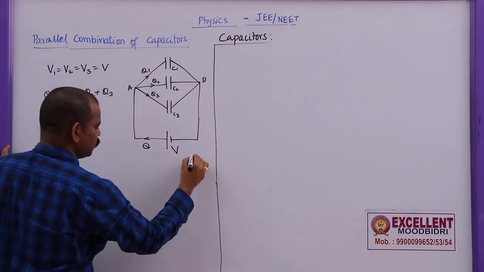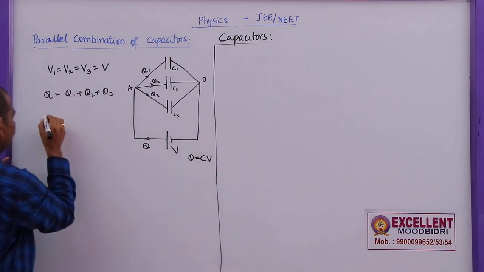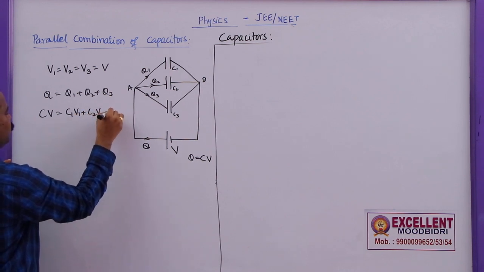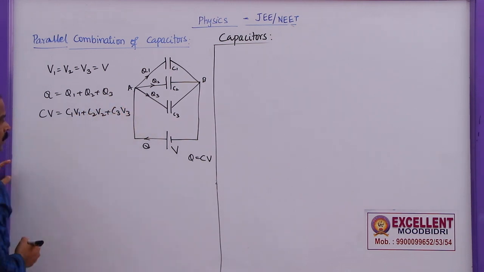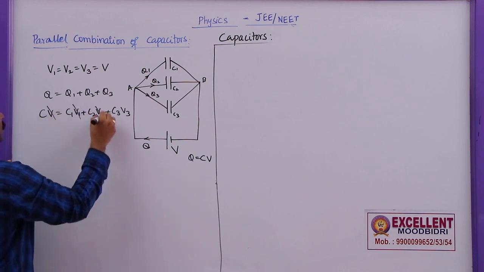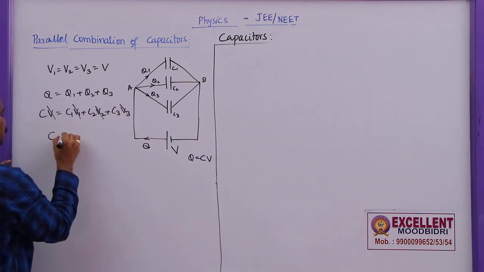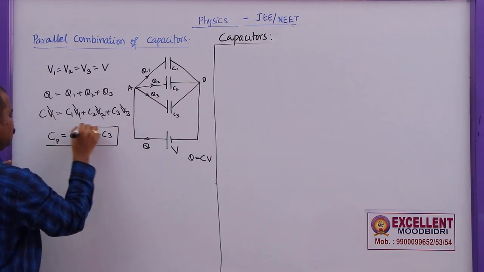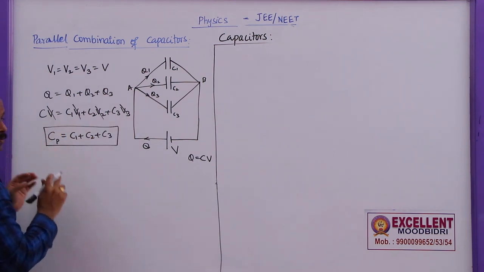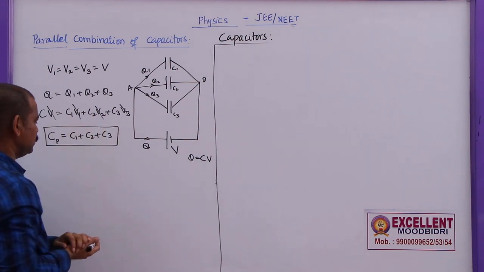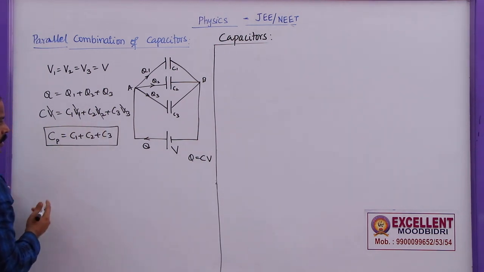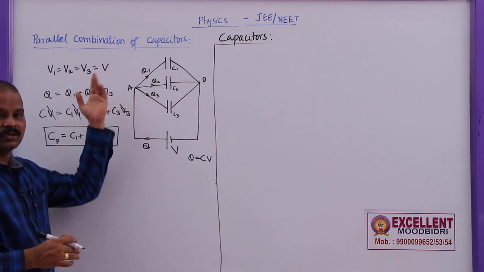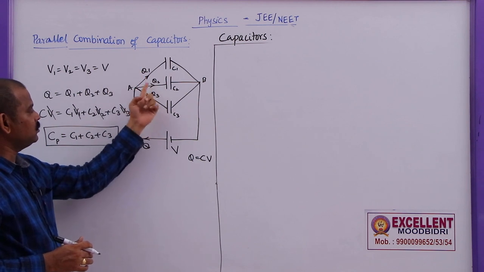We know that C is equal to Q by V or Q is equal to CV. We can write CV is equal to C1 V1 plus C2 V2 plus C3 V3. As you know that V is equal to V1 is equal to V2 is equal to V3, we can write C is equal to C1 plus C2 plus C3, where this is the effective capacitance of the parallel combination of the capacitors. But here the charge is dividing. In series combination the voltage or the potential is dividing, but in parallel combination the charge is dividing.